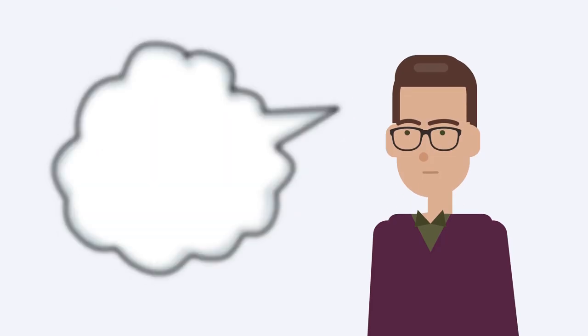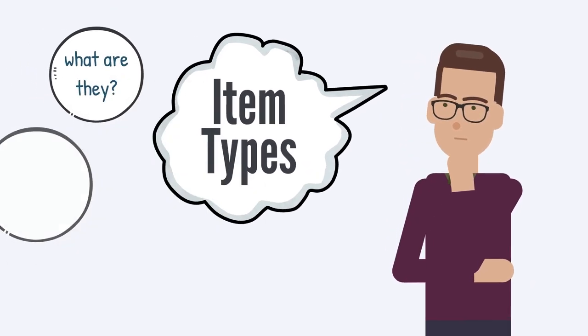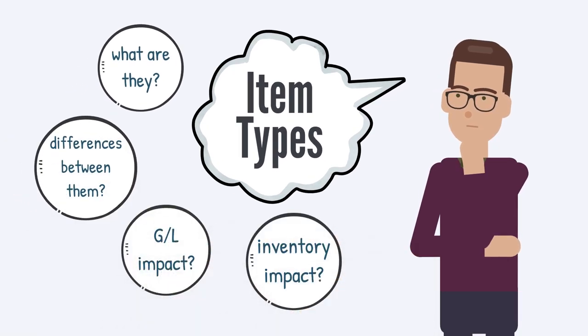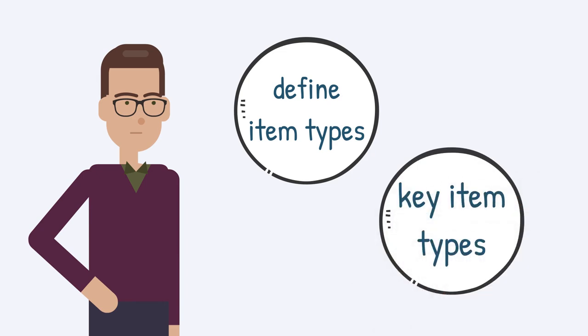What do you know about item types in NetSuite? Understanding the item types in NetSuite, what they are, how they are different from one another, how they impact the GL, and how they impact inventory is crucial to ensuring that you are using them accurately and well. We're going to define what an item type is and then look at some of the key item types that NetSuite provides. First, what is an item type?